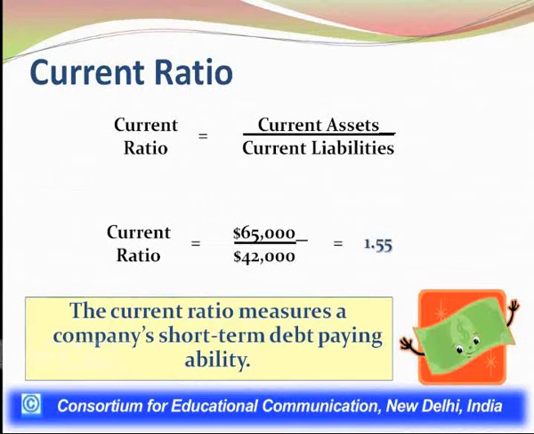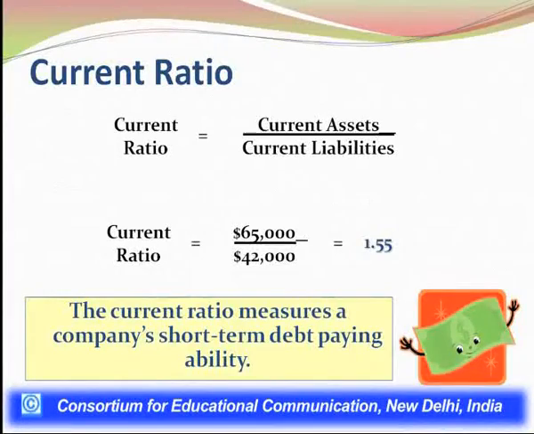In the question, we have 65,000 of current assets and 42,000 of current liabilities. If we divide current assets of 65,000 by 42,000 of current liabilities, the ratio comes out to be 1.55. And if I write it as 1.55 is to 1, that would be a pure representation of the ratio. So how can we interpret this ratio for the purpose of liquidity? That is more important.